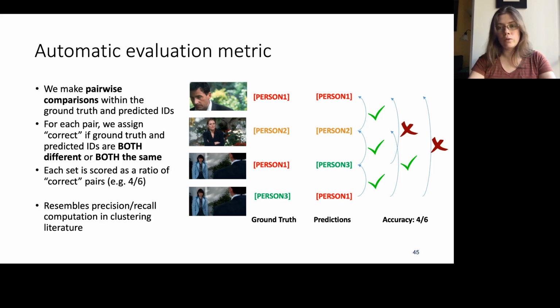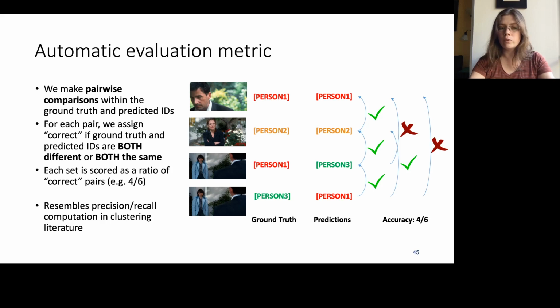So we choose the following strategy. We want to compute a pairwise accuracy. So we look at all pairs among the ground truths and the predictions. And for every pair, we can say if they are the same ID or a different ID. So a link or not a link. And then we compare these matches for the ground truth and for our prediction and come up with an accuracy that is 4 out of 6 here. They are in agreement with each other, and 2 times this agreement is violated.